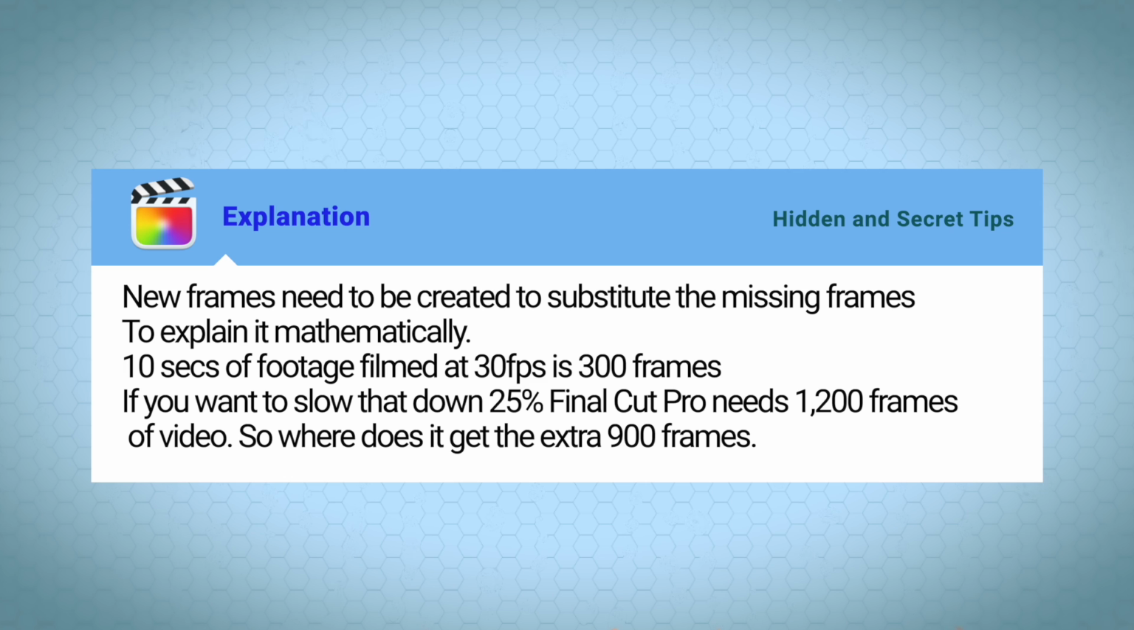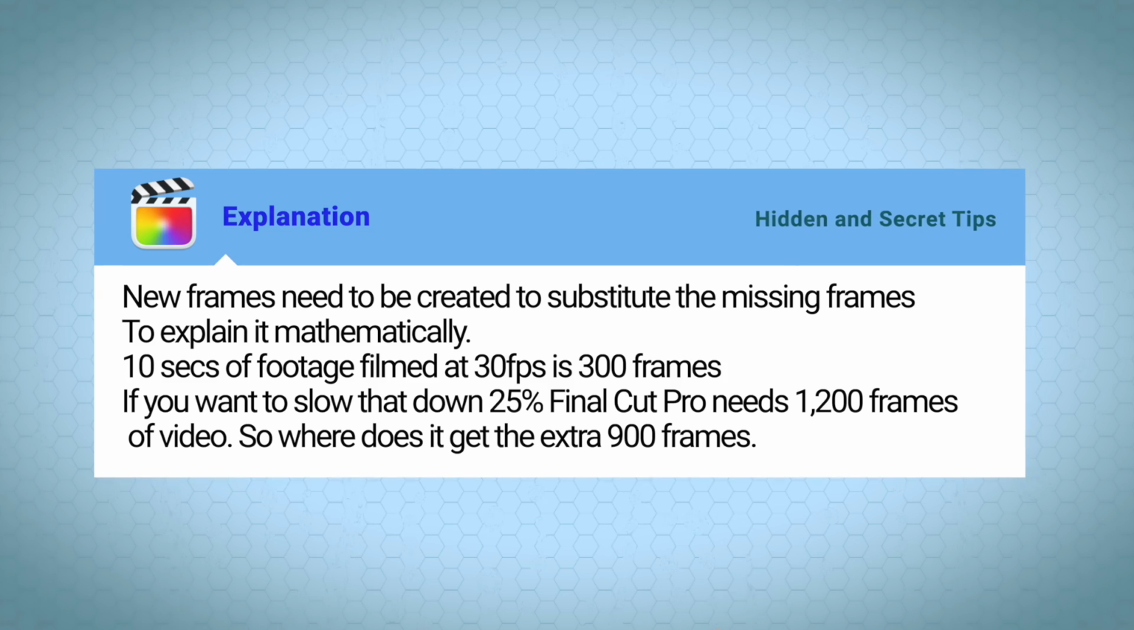So let me explain it mathematically. 10 seconds of footage filmed at 30 frames per second will give you 300 frames of video. If you want to slow that to 25%, Final Cut needs 1200 frames of video. So where does it get the extra 900 frames? If you don't intervene, it'll duplicate the 300 real frames to fill the gaps.